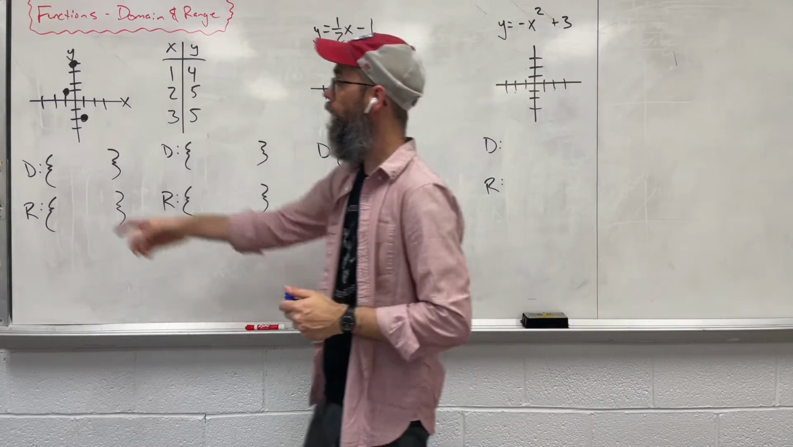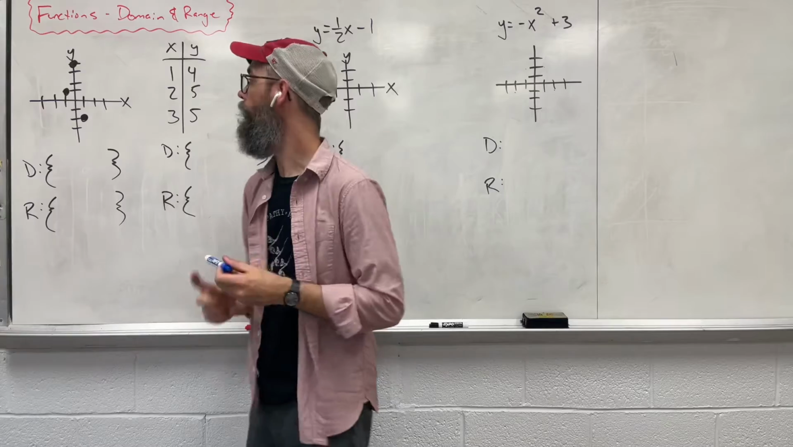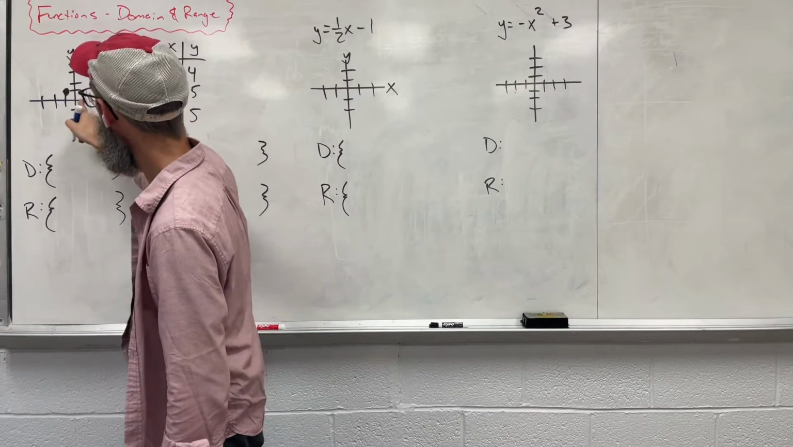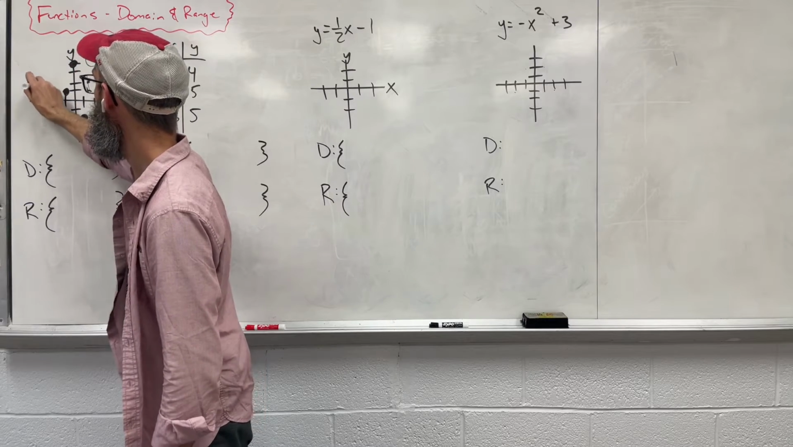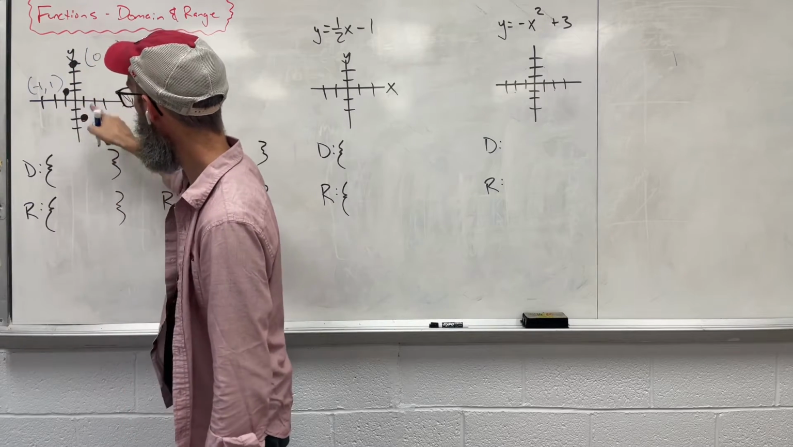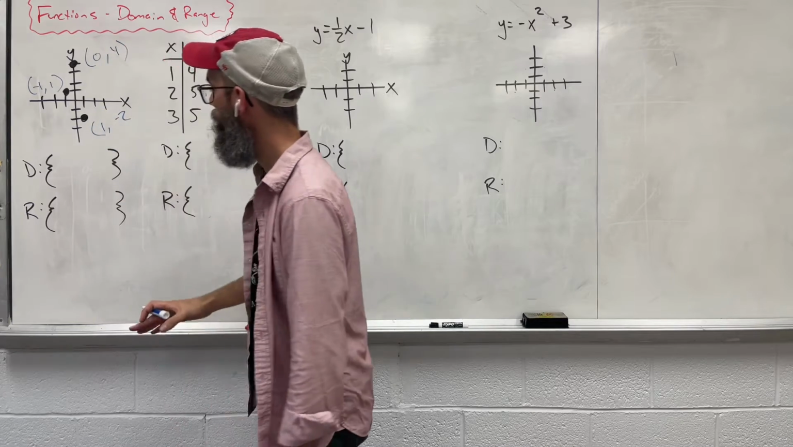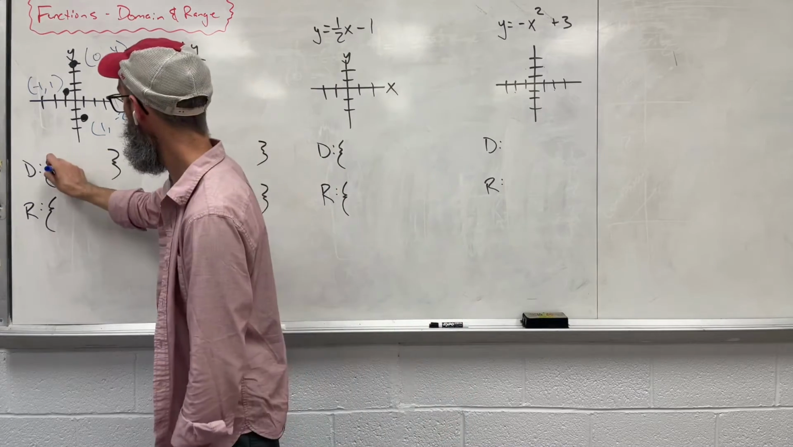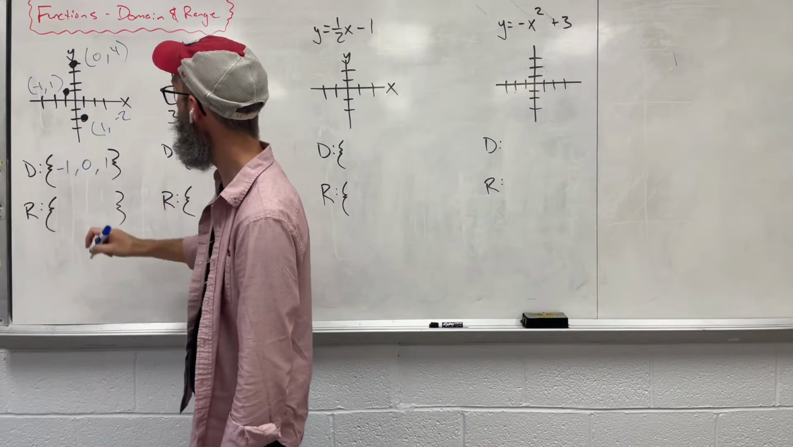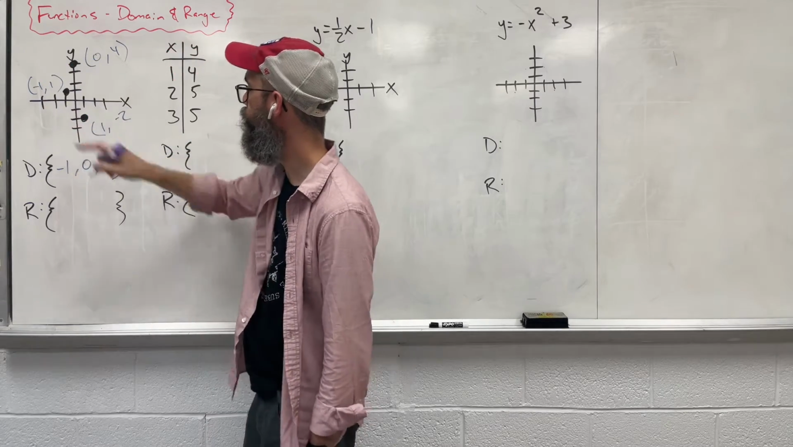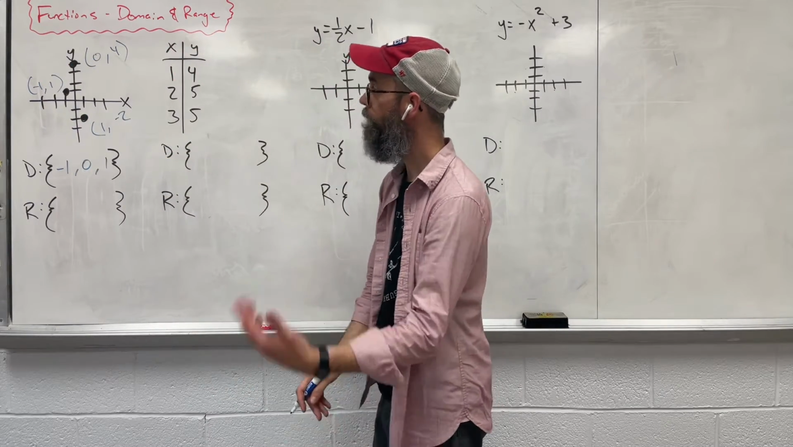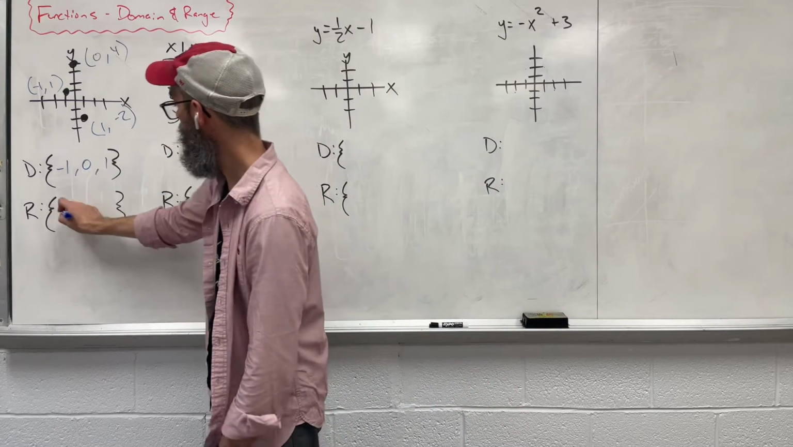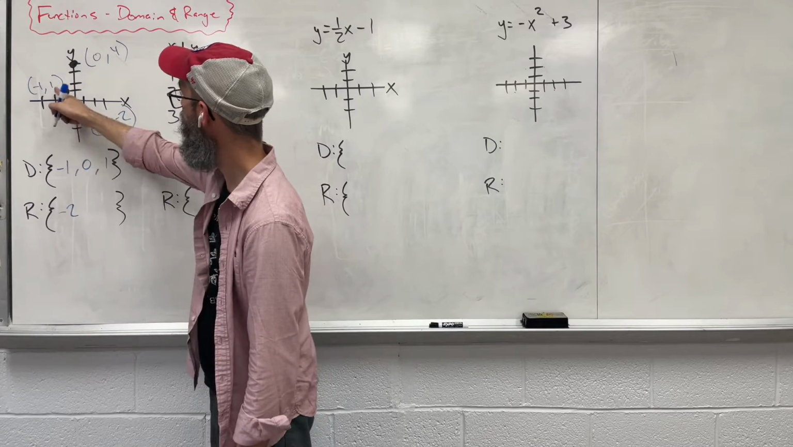So I have a series of coordinates. I have 0, 4. I have negative 1, 1. And then I have 1, negative 2. My domain is all the x values of that. So I have negative 1, 0, and 1. Just kind of went in order. My range is all my y values. What's the y half of all of those? Well, negative 2, 1, 4.